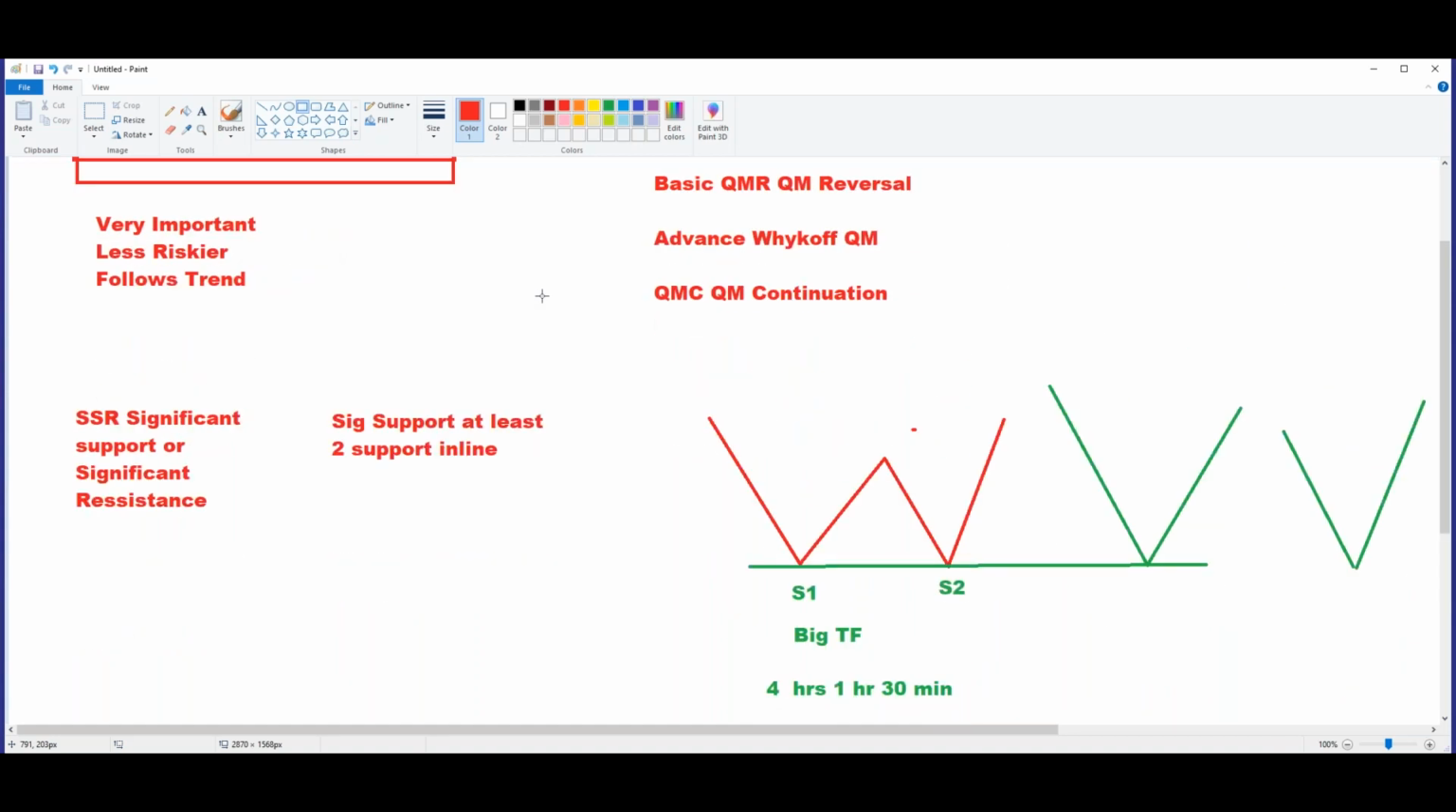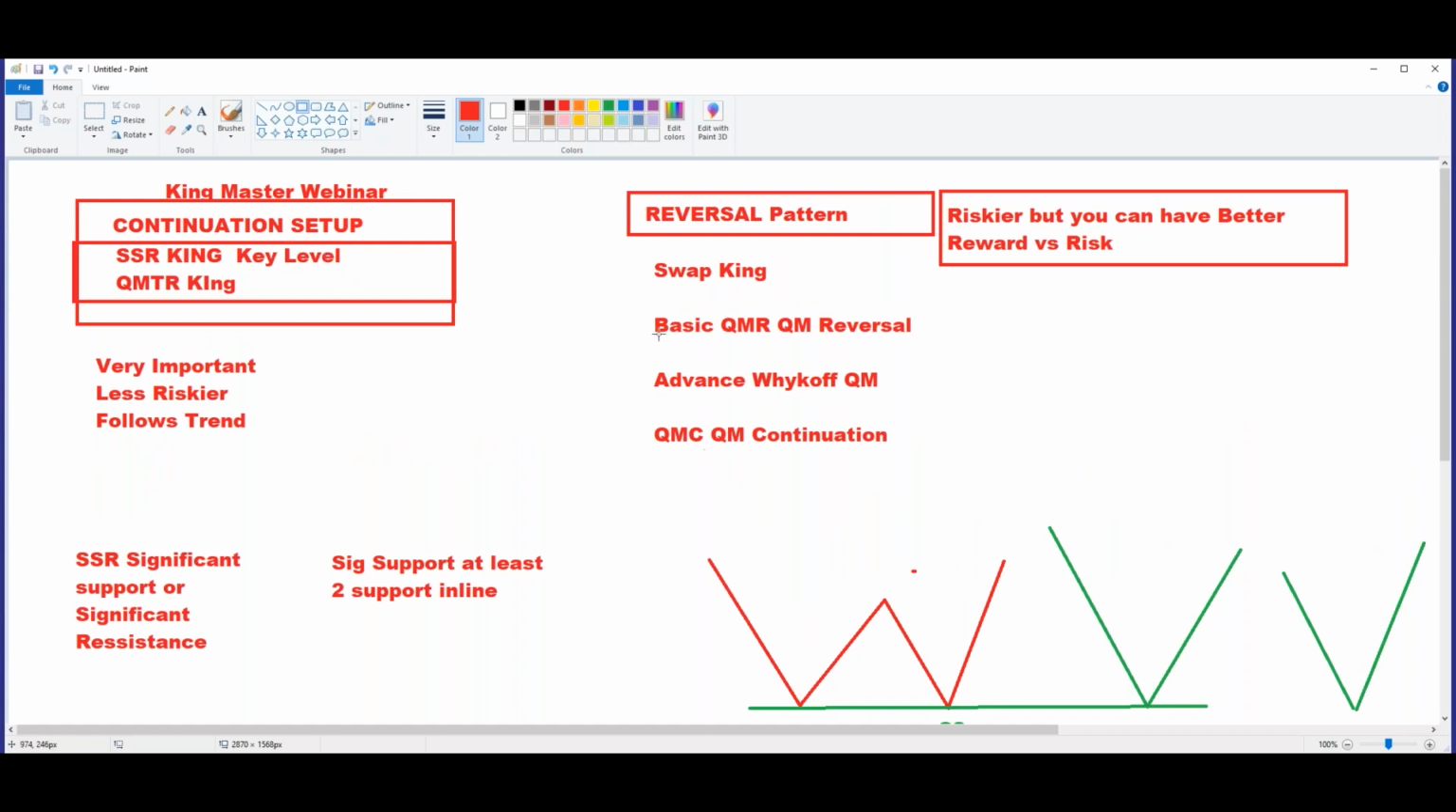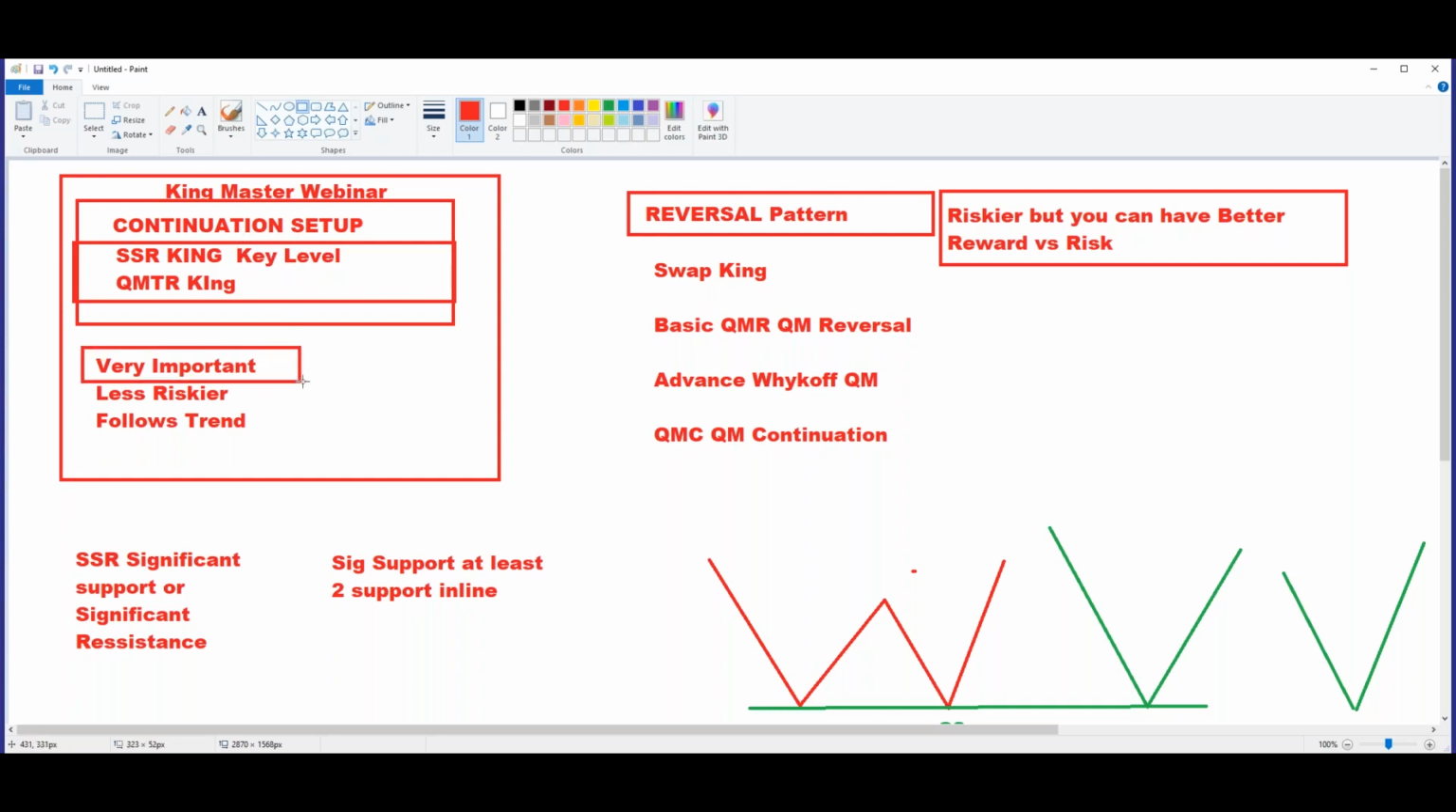Okay. So this one good already, yeah. Remember, continuation setup, it is very important. It is less riskier. It follows trend. Just follow the trend. And they are only like SSR king, SBR, and PMTR king. Only 3 setup.